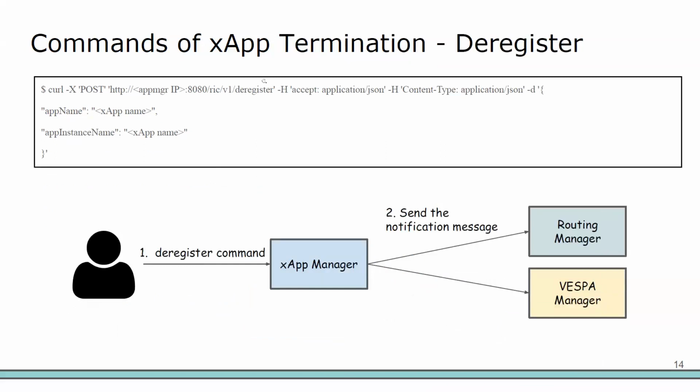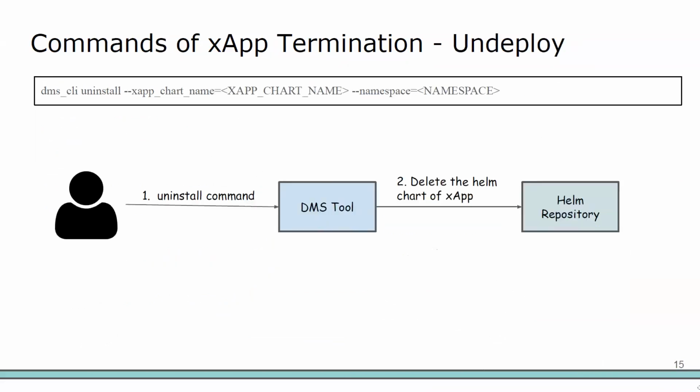So the termination part: you can use this command to deregister. For all of the xApps, whether written in C++, Go, or Python, you must use the command to deregister your xApp. Finally, you can deploy the xApp by using the command, and you need the following: the xApp and the namespace.